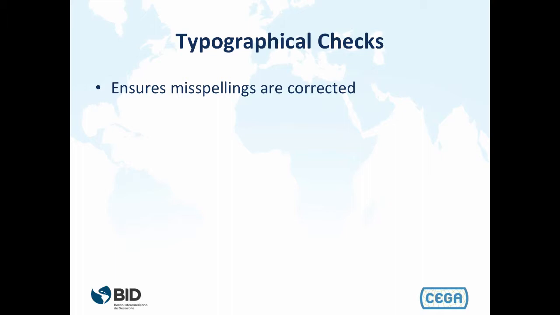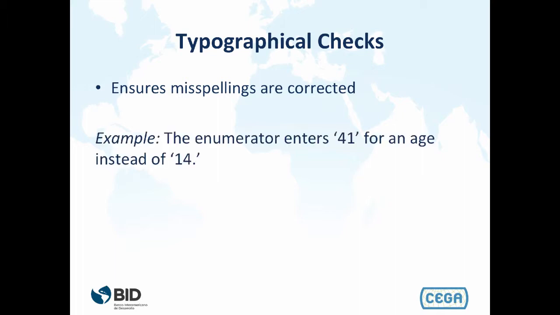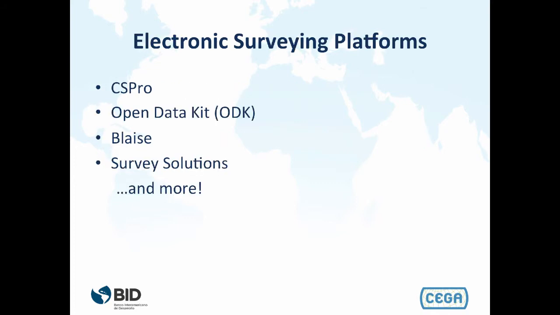Finally, we want to make sure there are checks in place to ensure misspellings are corrected or numerical values are consistent over time. So if in one module an individual is listed as 14 years old, we need to make sure that there isn't some inconsistency across modules where their age is perhaps switched from 14 to 41.